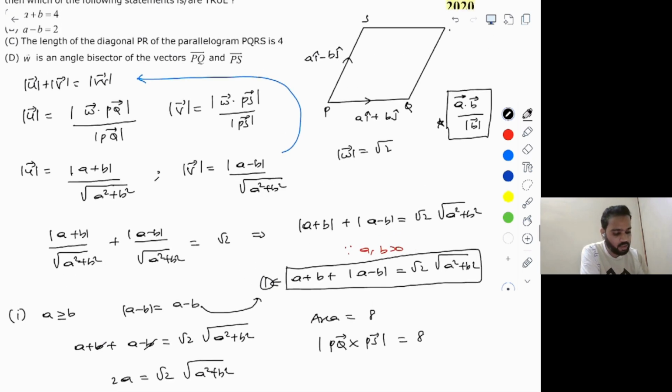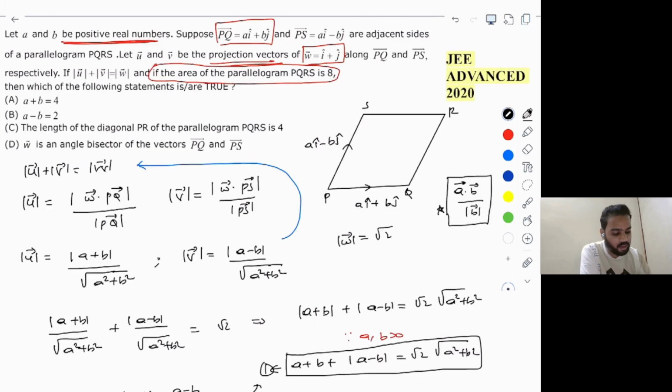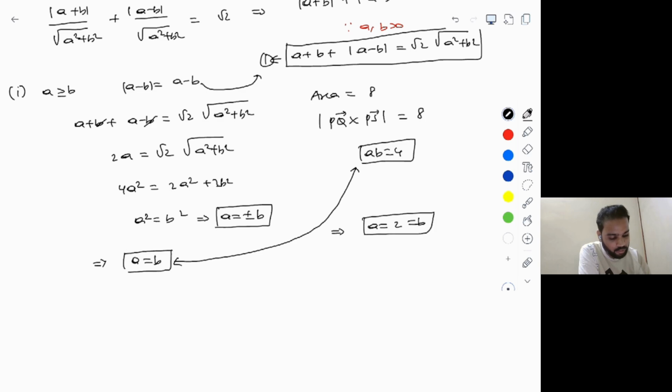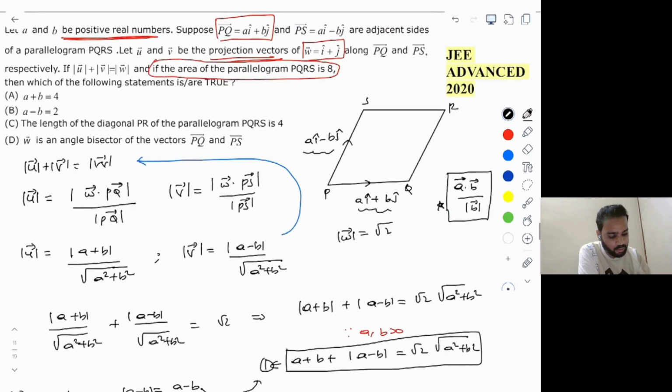Okay, no? And then clearly you can calculate this value, right? If you have the vector PQ bar, if you have the vector PS bar, you know very well how to calculate the cross product of two vectors, right? And then if you substitute that condition here, you will get one more equation that AB is equal to 4. Okay, once again, I'm leaving the calculation part to you. So once again, you can notice A is equal to B and also AB is equal to 4, which means the only possibility will be A is equal to 2 and also B is equal to 2. So which means clearly option 1 is true here. A plus B is equal to 4.